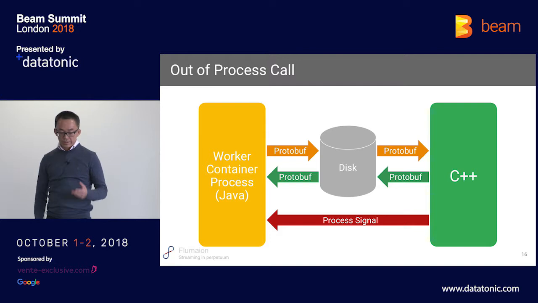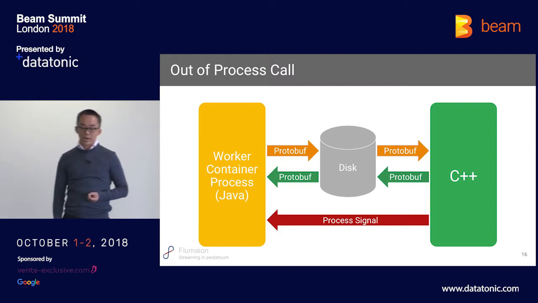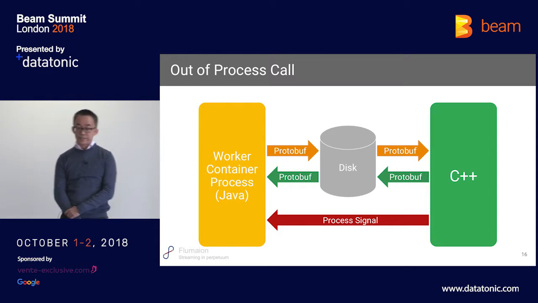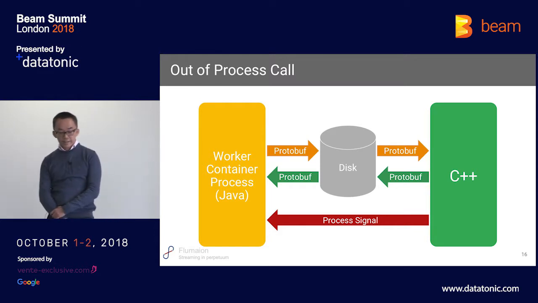So the even more interesting part is we thought, why use JNI at all? Why not just wrap our C++ interface with a main method? It turns out that's even easier because now you don't have to worry about JNI. You're no longer starting up a Java JVM. And it is remarkably fast because obviously native code is quite fast.